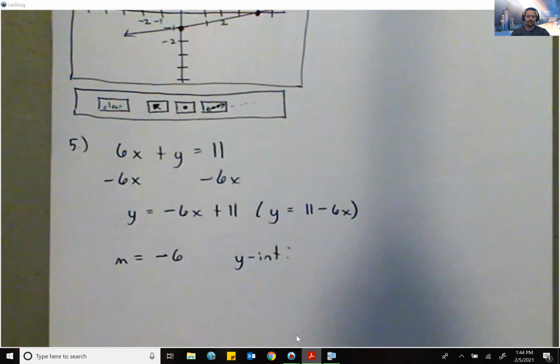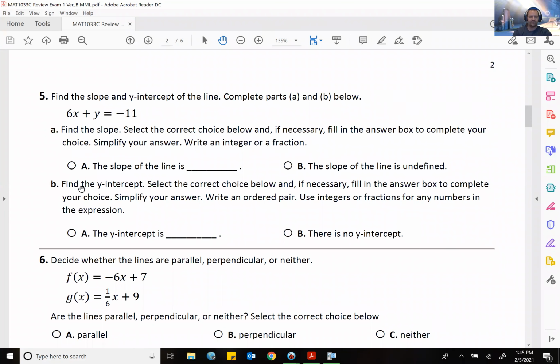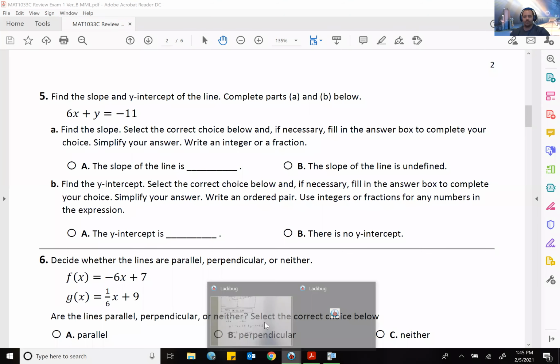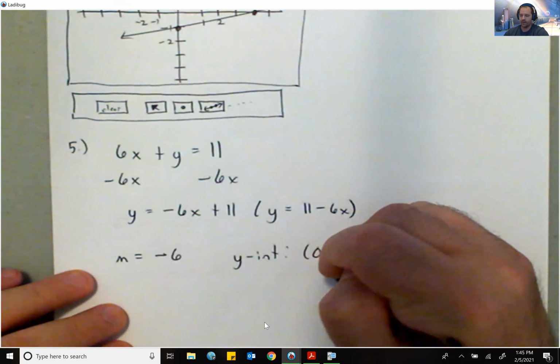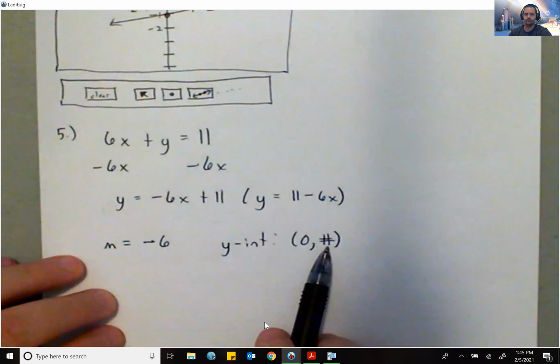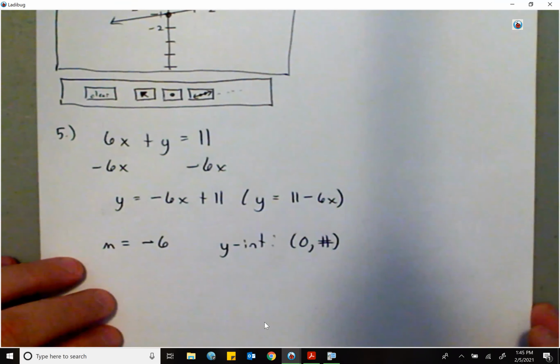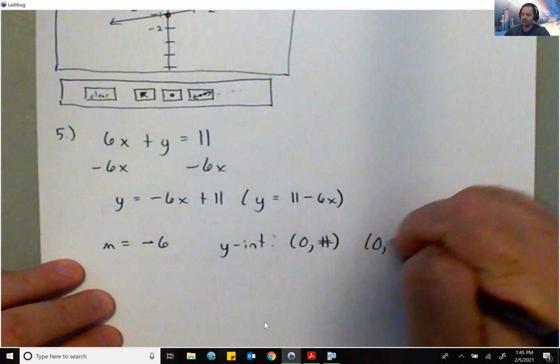And for the y-intercept, you should always read the fine print. Let's go back and look at that real quick. So it says for the y-intercept, write in ordered pair. So that's important. They don't just want the number, they want the ordered pair. So again, remember, a y-intercept is written as 0, a number. What is that number? Is it 11? It is 11. So our y-intercept is 0, 11.